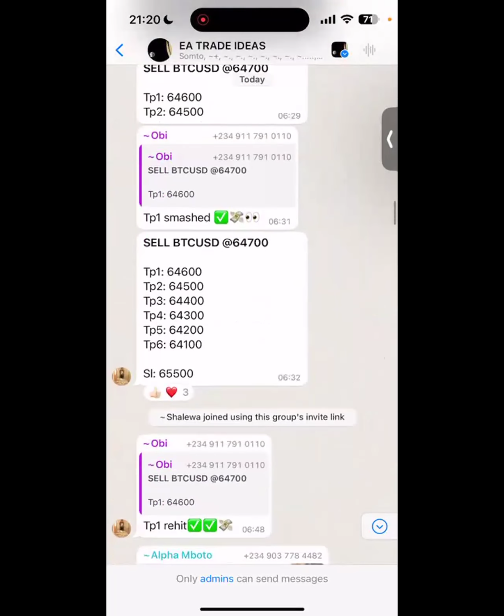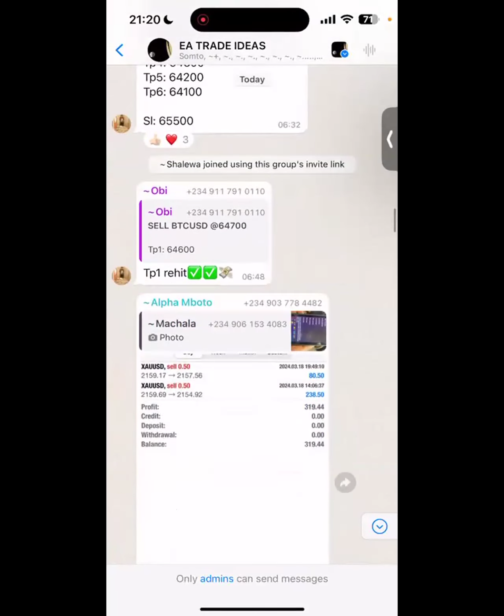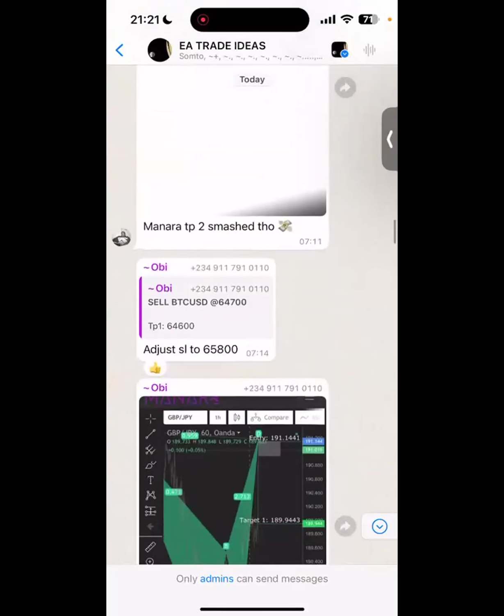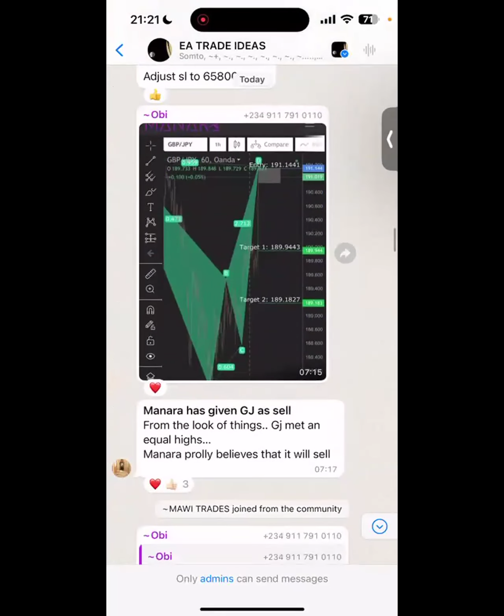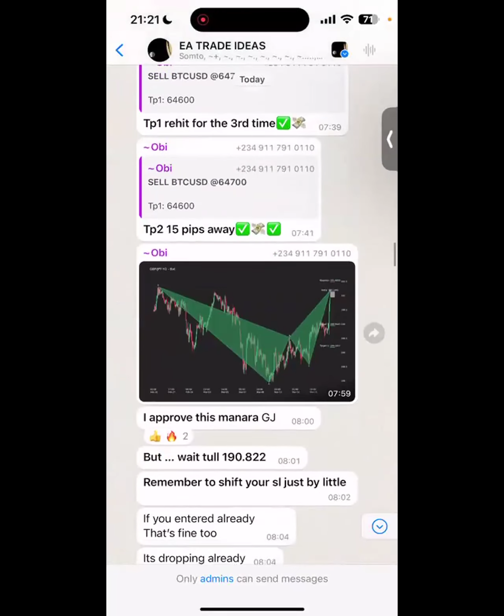So I'm not going to use BTC because BTC is not on the demo. So I'm not going to use that to teach this. But scroll down. Let's do something else. Let's do another trade idea. So this was Manara giving a trade.